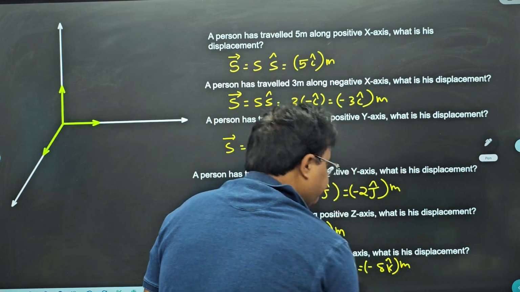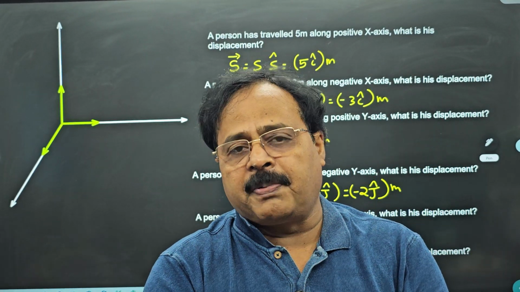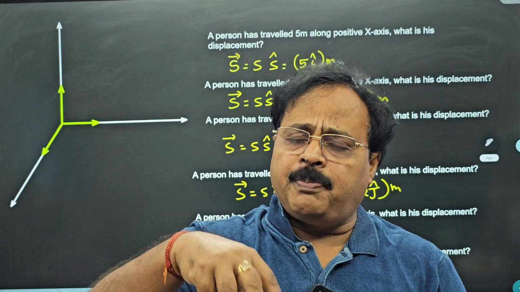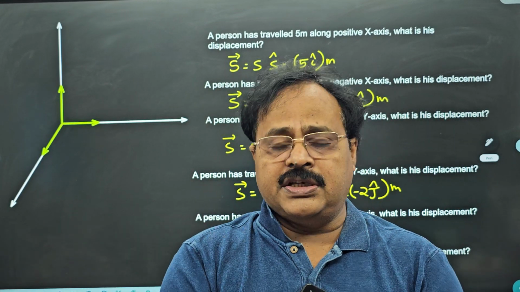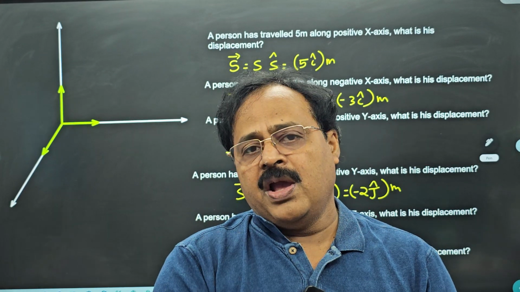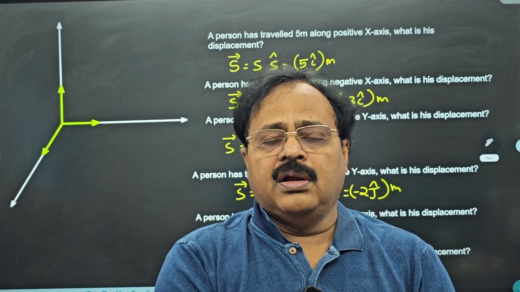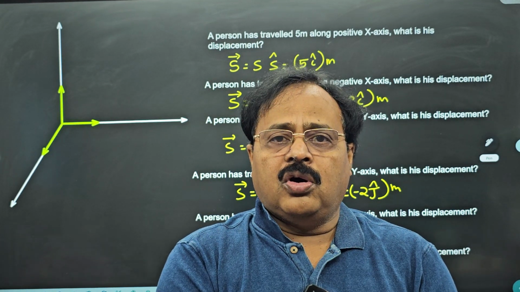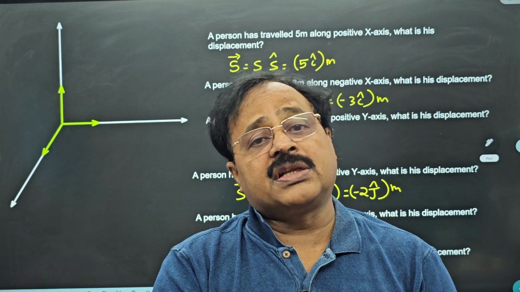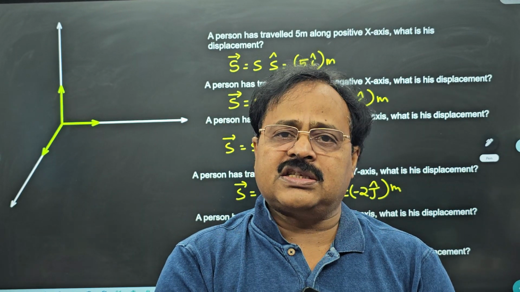My dear students, in today's class, we have discussed how to represent a vector mathematically. This will help you in physics as well as in mathematics. In the next class, we'll discuss how to add two vectors, and how to write a vector in a two-dimensional coordinate system and in a three-dimensional coordinate system. These things will be discussed in my next class.